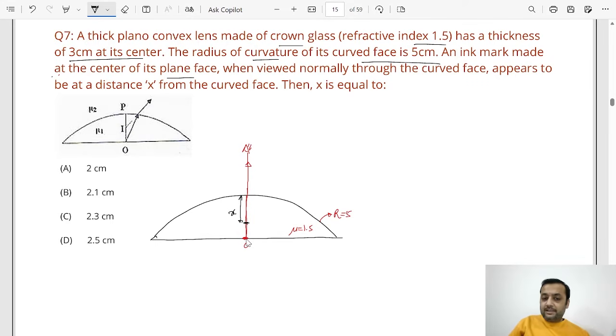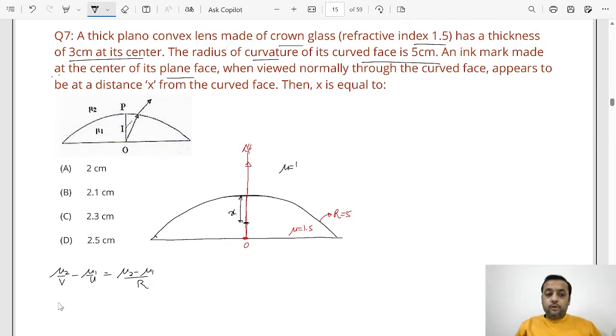Now look, when the light goes from O to the observer, clearly the refraction will happen at this surface. So we can say that this is mu equals 1, and you will use mu2 by v minus mu1 by u equals mu2 minus mu1 by r. That is what you are going to do.